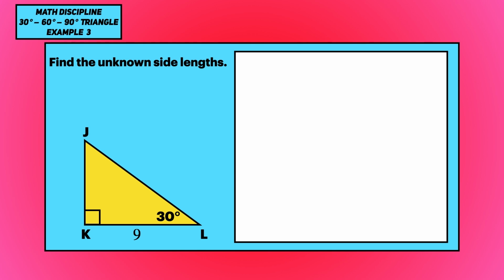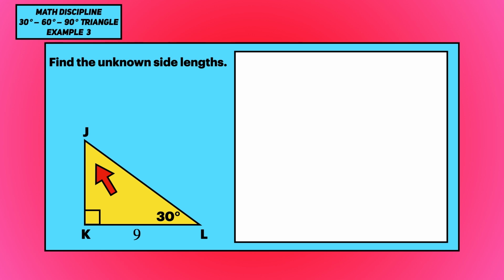For example 3, the first thing I want you to notice is that we are given the measures of 2 of the angles, but one is missing. Now you can probably guess what it's going to be, but since math problems are often presented with missing information, let's go over the process for finding the measure of that missing angle.